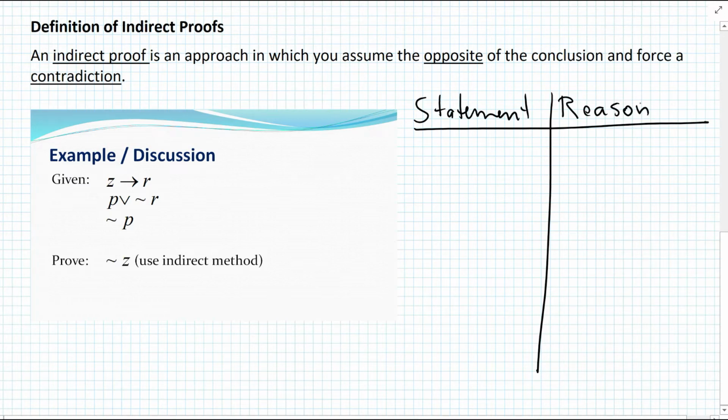Okay. So now, at this point, we want to, according to the definition, assume the opposite of the conclusion. So we know that this is the conclusion, not Z. What's the opposite of that? Well, the opposite is simply Z, okay? Because we're negating the negation of Z. And according to the double negation, it just becomes Z. So the reason for that is initial assumption.